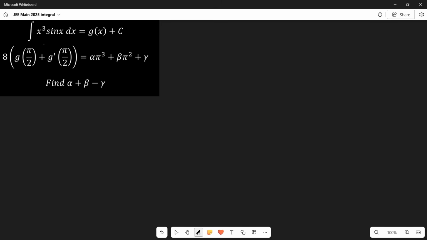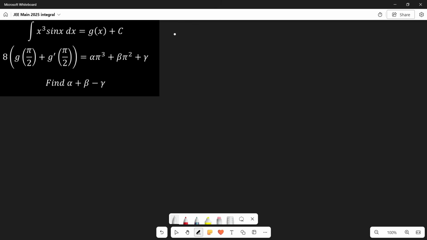All right, so we have this problem here from JEE Main 2025. We have been given an integral which will integrate to a function, and then we have to plug in a value to the function and its derivative, and then find the sum. So we'll do this using integration by parts first.